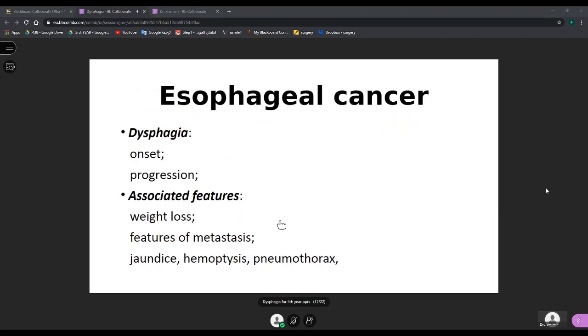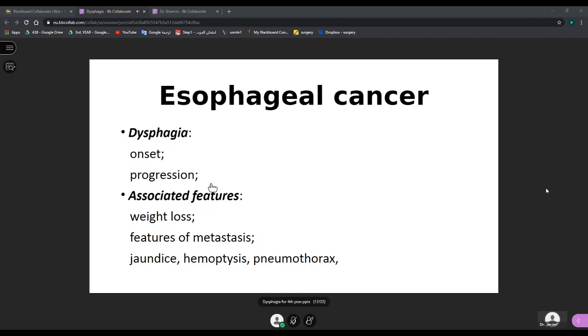Esophageal cancer is one of the most common causes of esophageal dysphagia. Considering the clinical features, as with post-cricoid cancer, the onset is progressive. It can happen in a very short time in comparison to other benign conditions. The patient can develop dysphagia which progresses over a short time, starting as partial and ending as complete dysphagia.